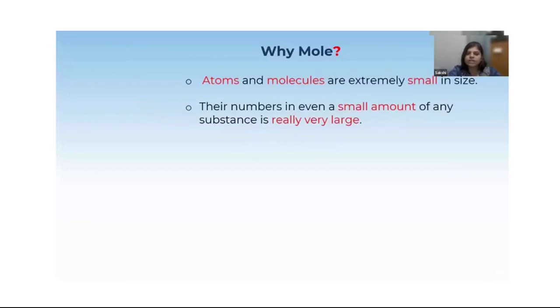Let us understand what is the need to use this term called mole. Where did this need arise from? We all know from our younger classes that atoms and molecules are extremely small in size. And even in a very small amount of any substance, the number of atoms is very, very large. For example, I have just 1 gram of carbon. In that 1 gram of carbon, there will be so many atoms of carbon, like millions of atoms. So that is why this need of mole concept arose.